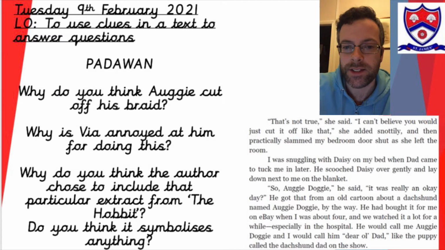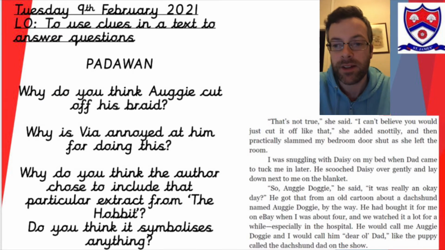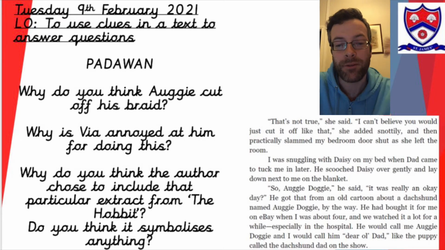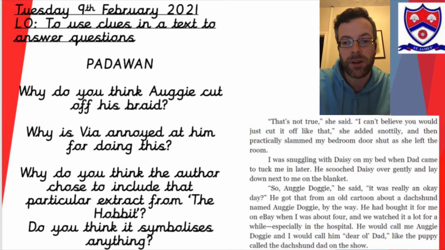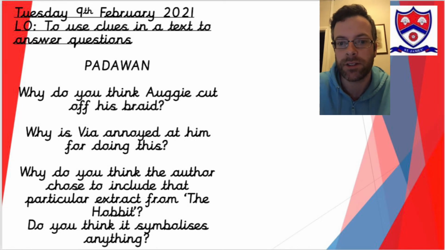I was snuggling with Daisy, who's the dog, on my bed when Dad came to tuck me in later. He scooched Daisy over gently and lay down next to me on the blanket. So, Oggy Doggy, he said, it was really an okay day. He got that from an old cartoon about a dachshund named Oggy Doggy, by the way. He bought it for me on eBay when I was about 4, and we watched it a lot for a while, especially in the hospital. He would call me Oggy Doggy, and I would call him dear old Dad, like the puppy called the dachshund dog on the show. Yeah, it was totally okay, I said, nodding.